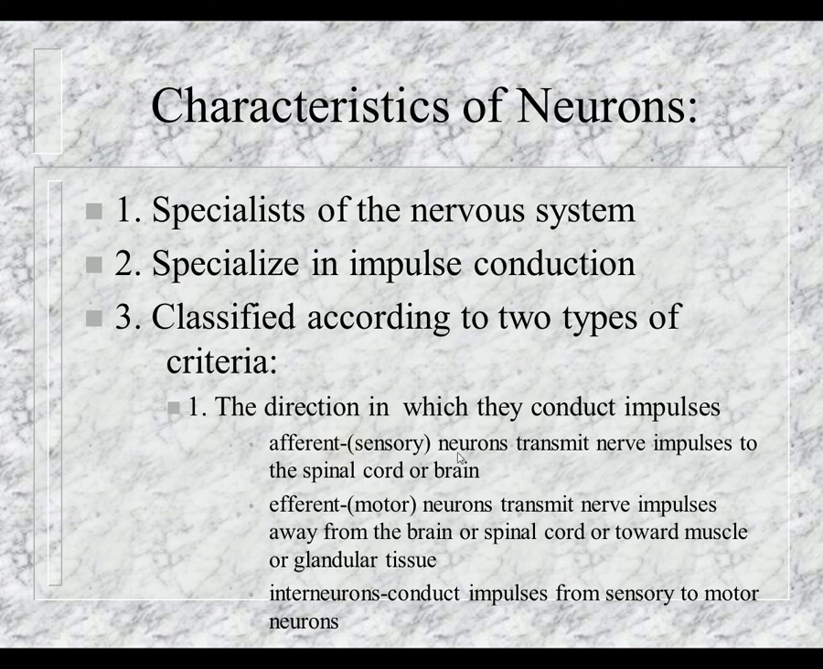Afferent or sensory neurons transmit the nerve impulses to the spinal cord or brain. So sensory goes to. Efferent or motor neurons, of course, transmit impulses away from the brain and spinal cord to the muscles. So that's what causes the actual movement, as in the word motor. The interneurons conduct impulses from sensory to motor neurons. So when we think about the sensory or the afferent, those facilitate sensation. When we think about the motor or the efferent, those facilitate movement.